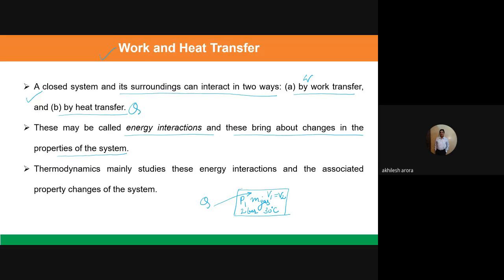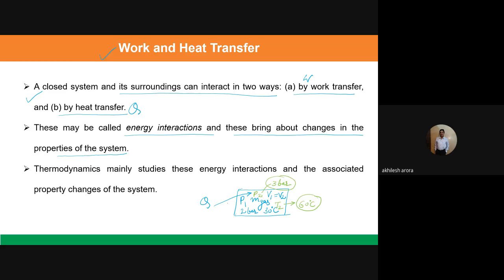But what will happen if you are adding heat to it? The pressure will change to, let us say, P2 and the temperature will change to T2. Because we are adding the heat and volume is constant, I can say that the pressure may become 3 bar and the temperature may increase to, let us say, 60 degrees Celsius. So what are these two? This is a property.